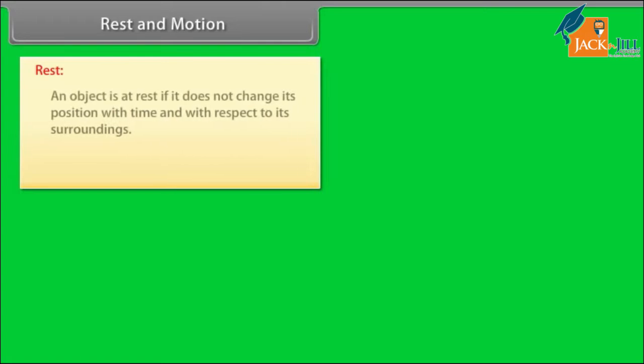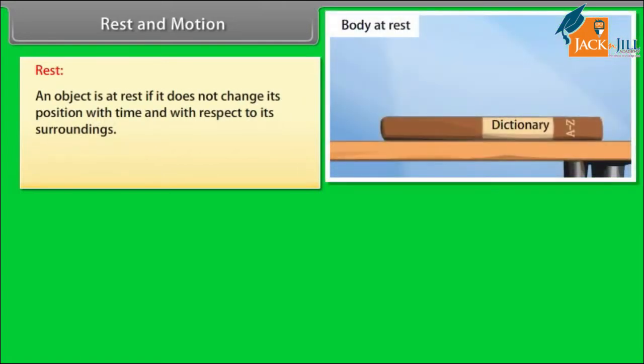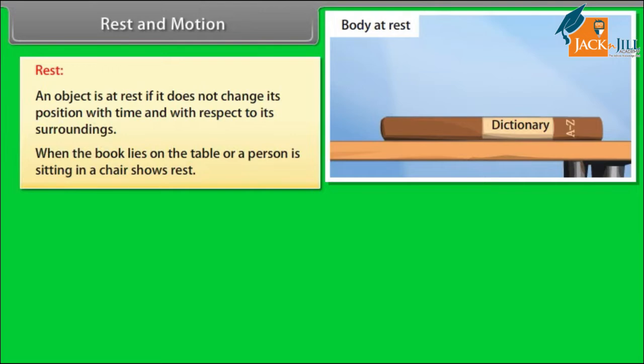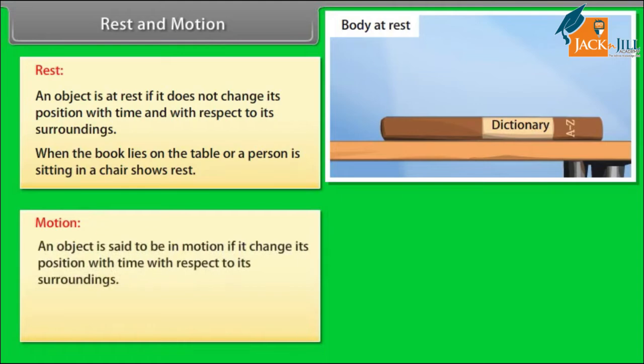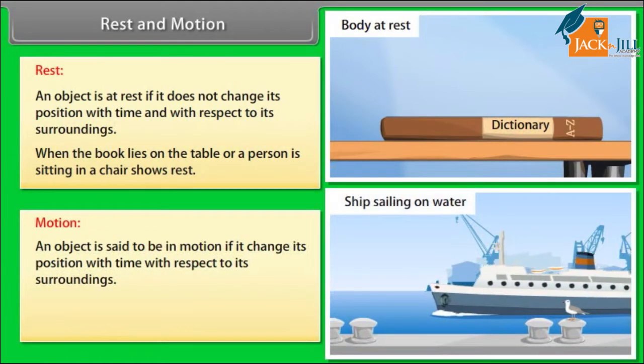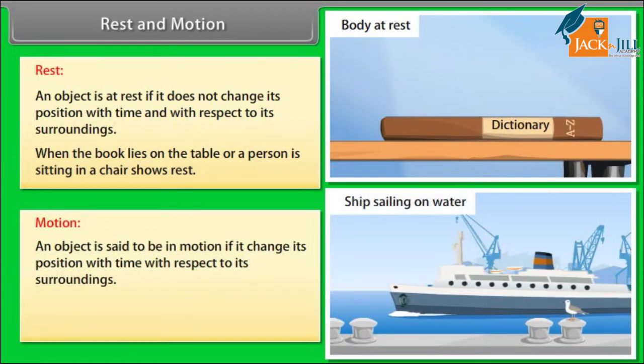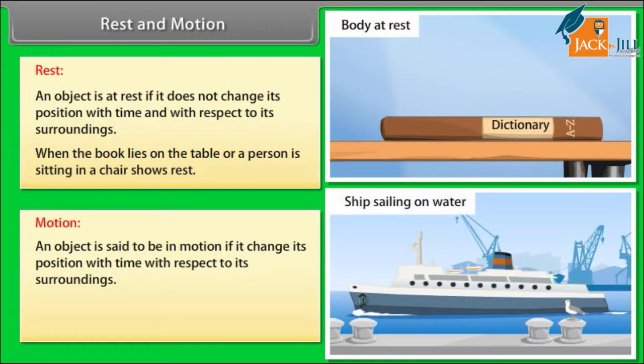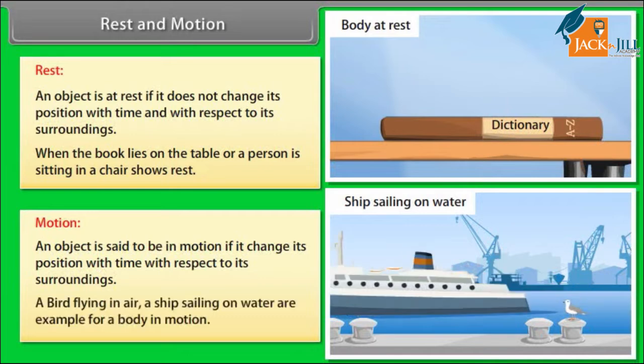Rest and motion. Rest. An object is said to be at rest if it does not change its position with time and with respect to its surroundings. When a book lies on the table or a person sits in a chair, it shows rest. Motion. An object is said to be in motion if it changes its position with time with respect to its surroundings. A bird flying in air and a ship sailing on water are examples of a body in motion.